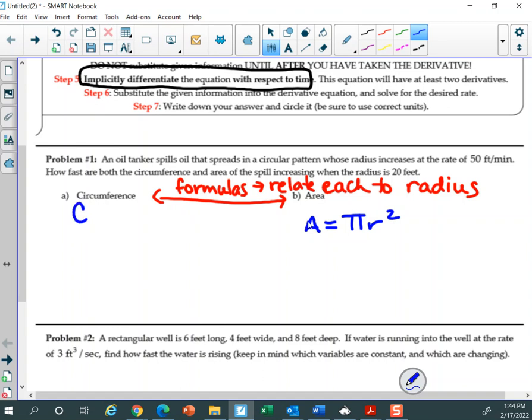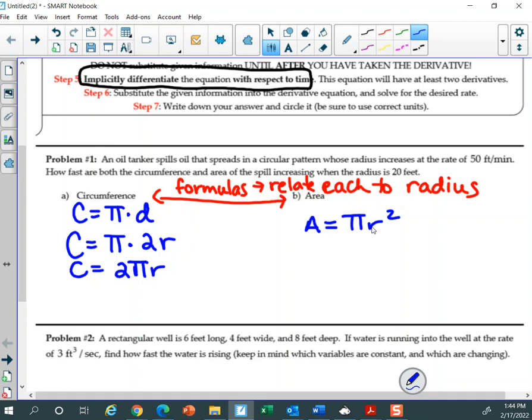Circumference, most of the time when you learn it, is pi times diameter. But I want you to relate it to the radius. So how about pi times 2r? Or I'm just going to clean that up a little bit: 2 pi r for circumference. So that's our relationships: a circumference relationship to the radius, and an area relationship to the radius.